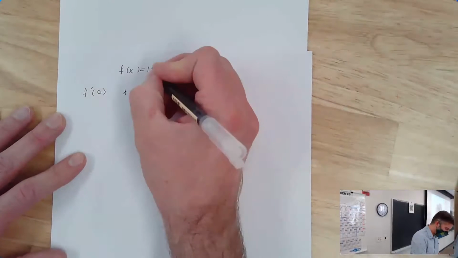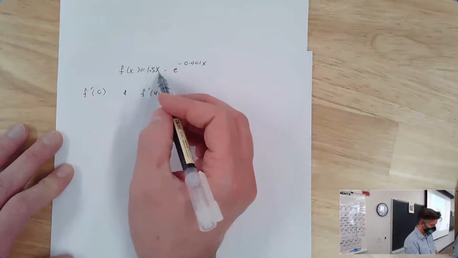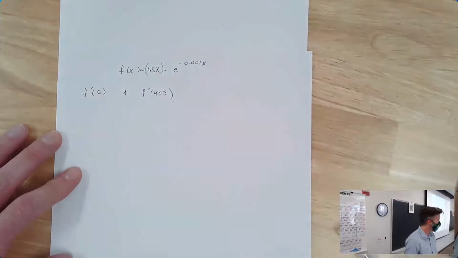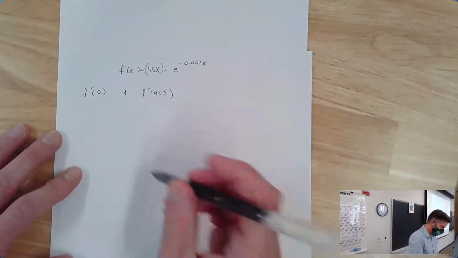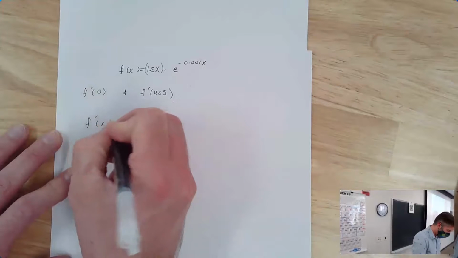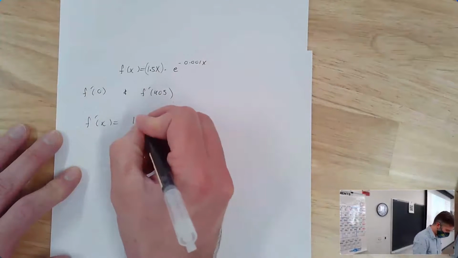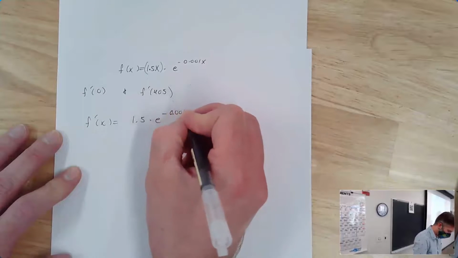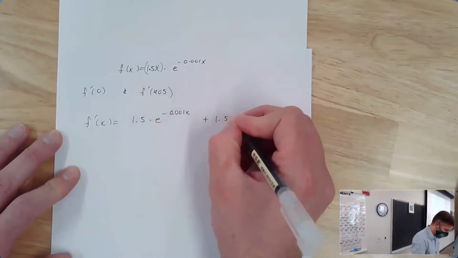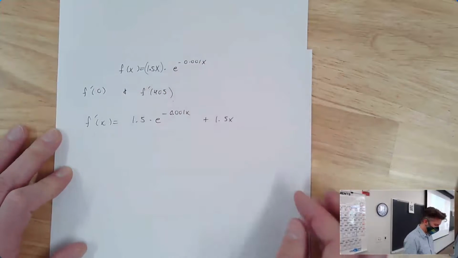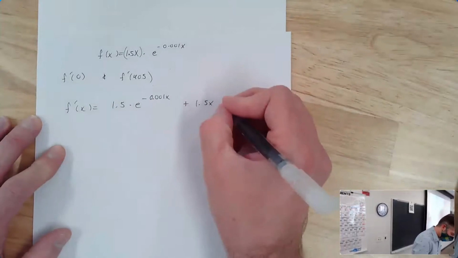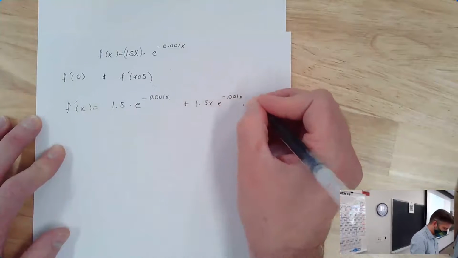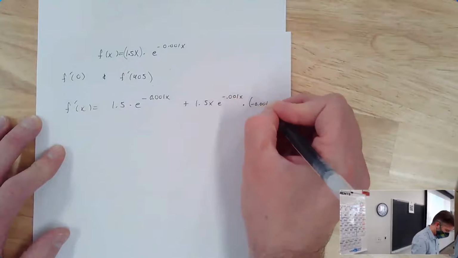When I have something like this where it's a constant times x times some other function, I kind of like to just think of the constant times x as one of my pieces. So when I take the derivative of this, I'm going to get the derivative of 1.5x, which is 1.5, times the other stuff, plus the 1.5x times the derivative of this, which is going to be the derivative of e to the something, which is the same e to the something, times the derivative of that something, which is negative 0.001.